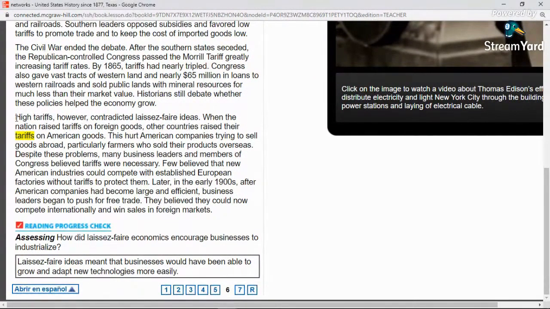But what's the problem? High tariffs contradicted laissez-faire ideas. Okay? So why? Because if you raise tariffs on foreign goods, other countries raise tariffs on American goods. And this could hurt American companies, especially farmers. Guess what, guys? This is exactly what's happening today because Donald Trump believes in this. He's in a trade war with China.